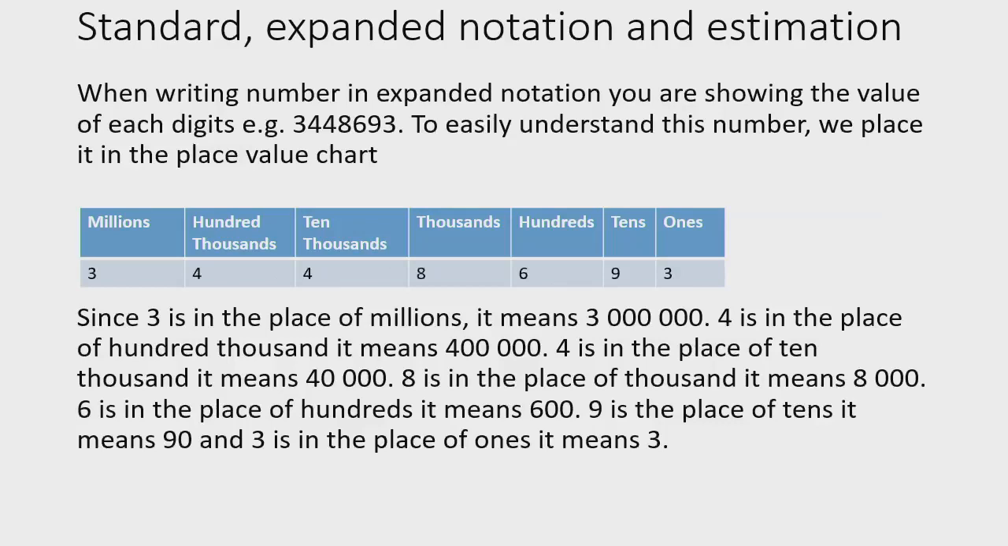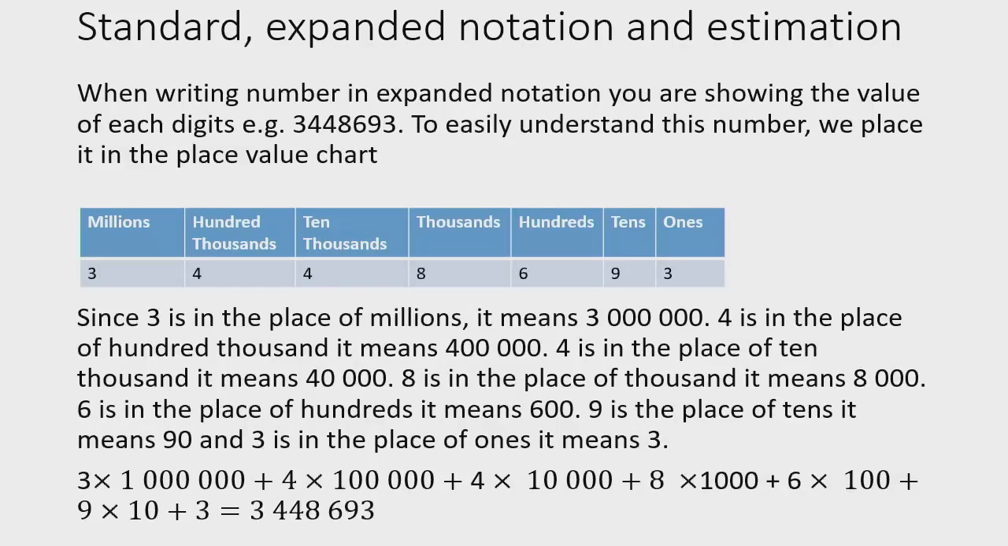You also need to understand the difference between place values and digit values. There is a difference, and sometimes students get confused between these two. When you expand it, it will be 3 times 1 million, 4 times 100,000, 4 times 10,000, 8 times 1,000, 6 times 100, 9 times 10 plus 3. And that gives you the number that you are looking for.